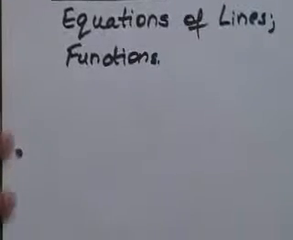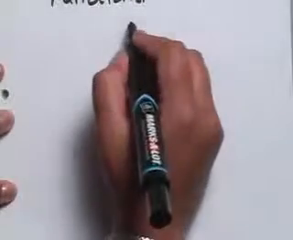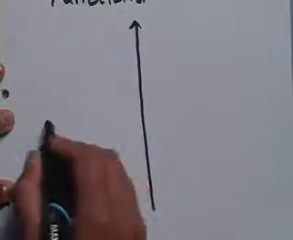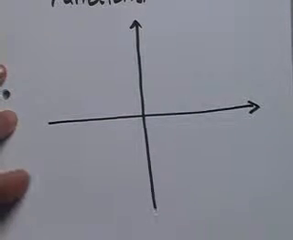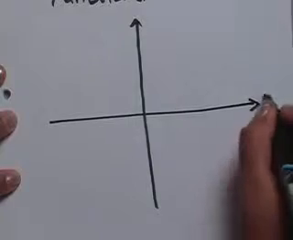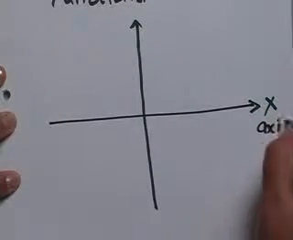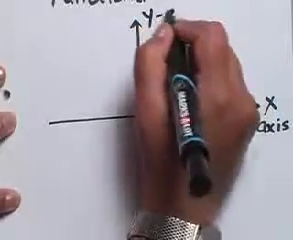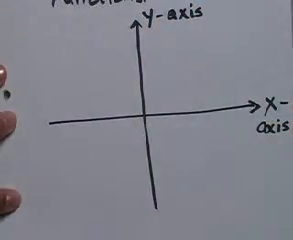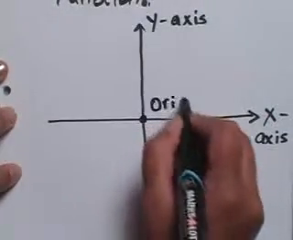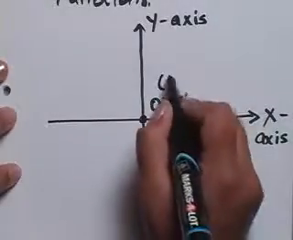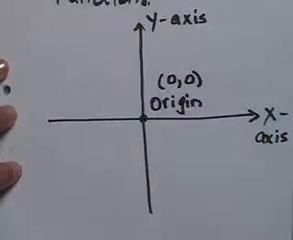Okay, let's go ahead and review just a little bit about plotting points on a coordinate system. So we want to look at our Cartesian coordinate system, where you have two lines that intersect each other. They're perpendicular. Your horizontal line is the x-axis and your vertical line is the y-axis. The point where the two lines intersect is what we call the origin, and the coordinates for this point are 0, 0.